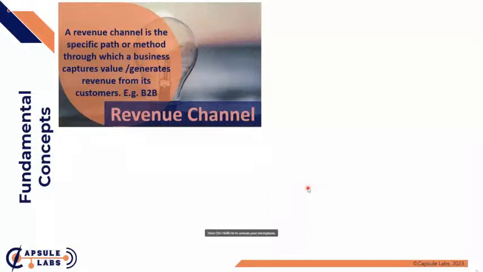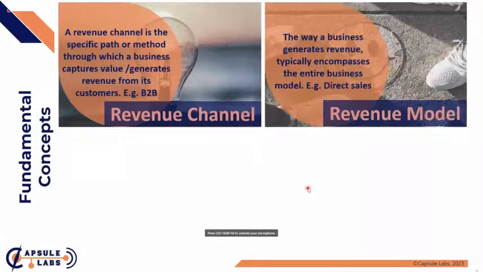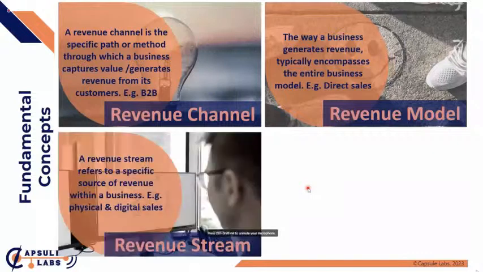Now, while there can be many channels, there is usually one model. A revenue model is something that encompasses the entire business model, right? So Google has an advertising revenue model, but it collects revenue from YouTube. It collects revenue from Google Flights. It collects revenues from Google Images, right? So these are all different channels, right? These are all different streams within that particular business itself, right? So I'll give you examples of all of them.